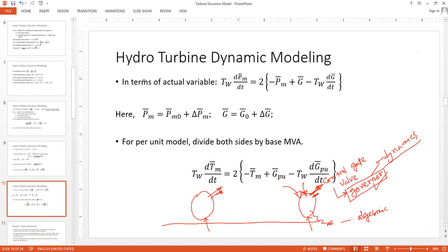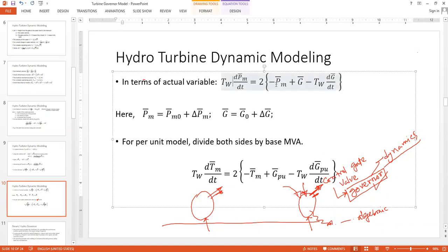It becomes Pm bar over bar. Over bar means normalized. Pm simply means it is the nonlinear variable, or normal actual variable. It is not in incremental form. This becomes Pm, this becomes G, and this becomes G. Okay, there is no del G and del Pm. So this is the definition of those: Pm is nothing but Pm naught at a certain operating point plus the deviation del Pm. G is nothing but G naught plus some deviation.